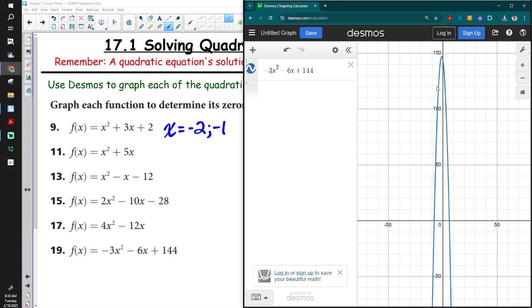Our solutions are where our parabola crosses the x-axis, negative 8 and 6. Our two solutions are negative 8 and 6. Our vertex was that 144, or negative 144, but our solutions are at negative 8 and 6.